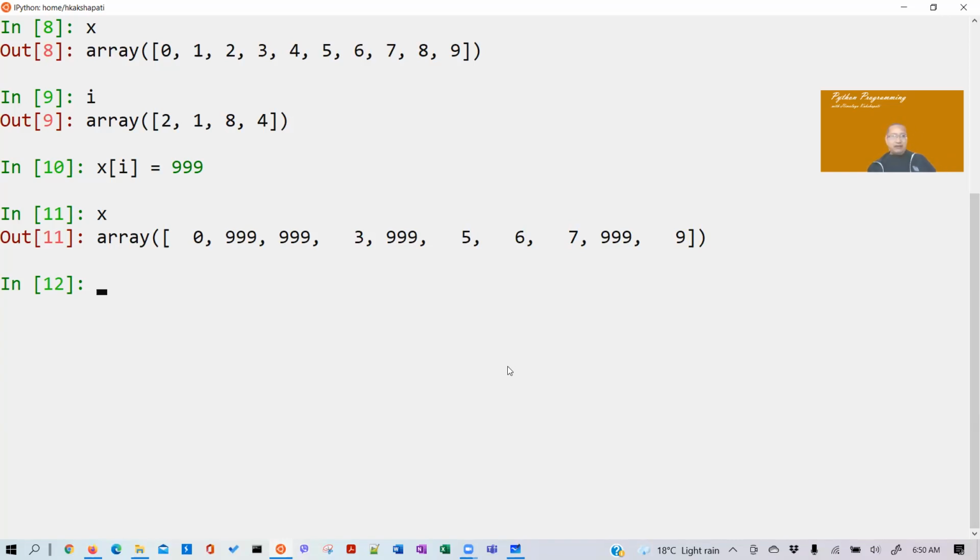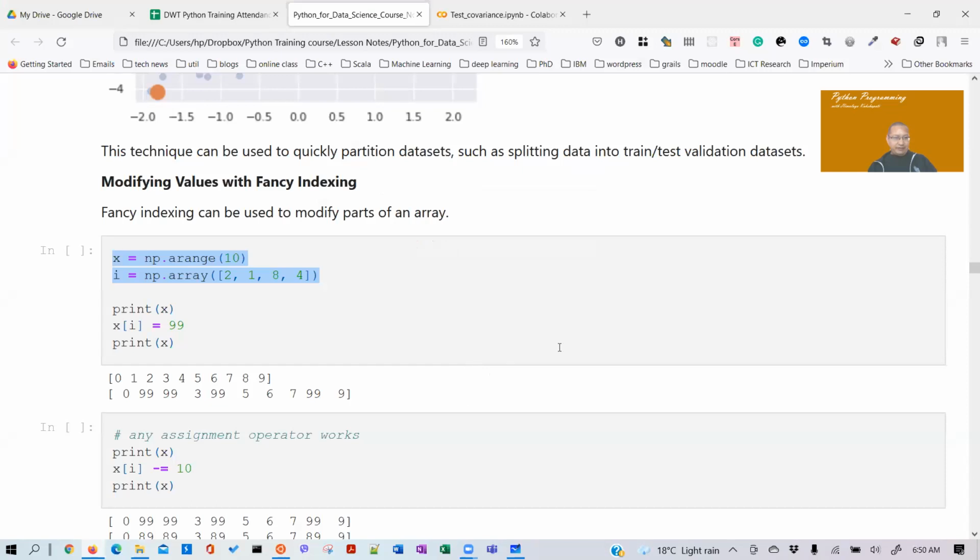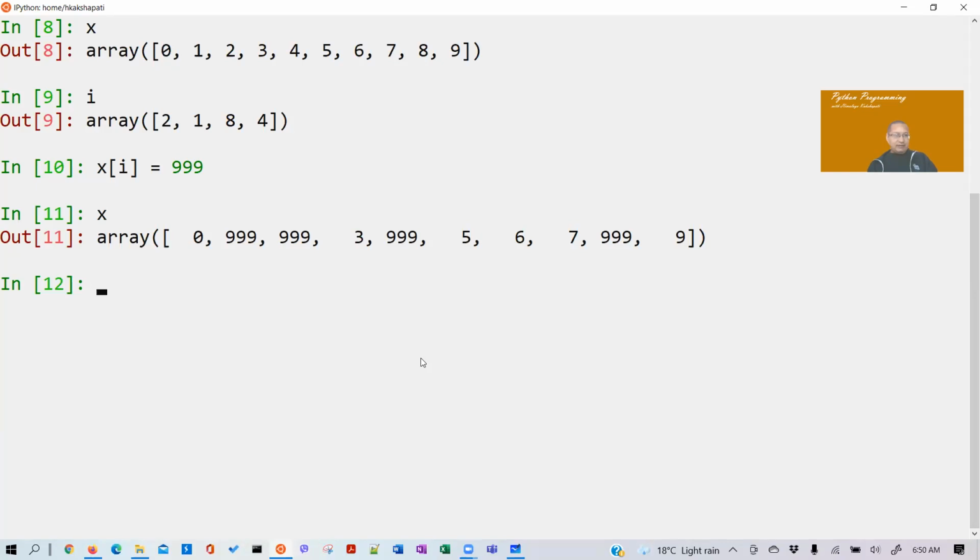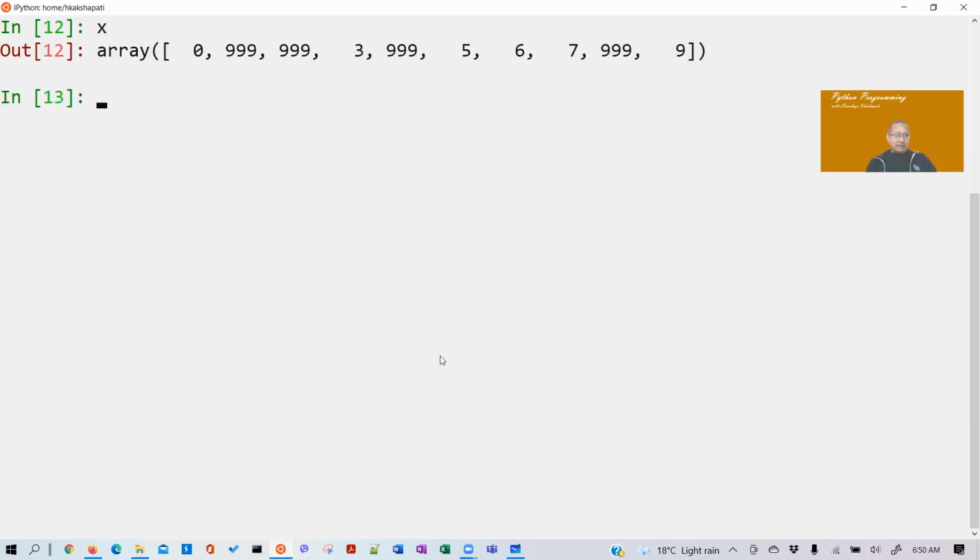Very good. Okay, so very convenient, right? Also, you can do assignment operation. So what if I do this now? Let's do that again. This is my x, and this is my indices. So what if I do x[i] equal to, let's say, 1? What do you think is the result?